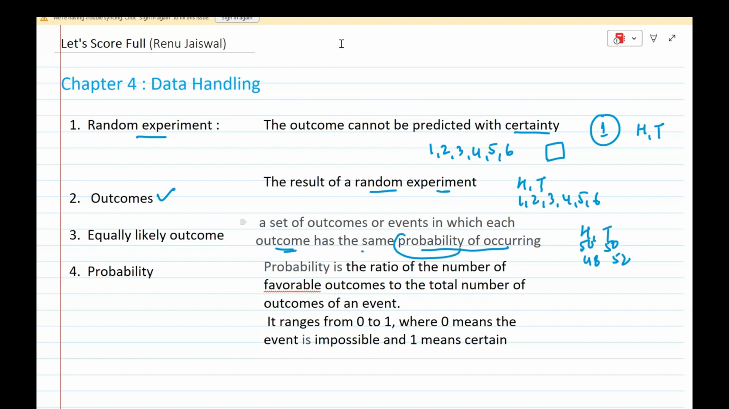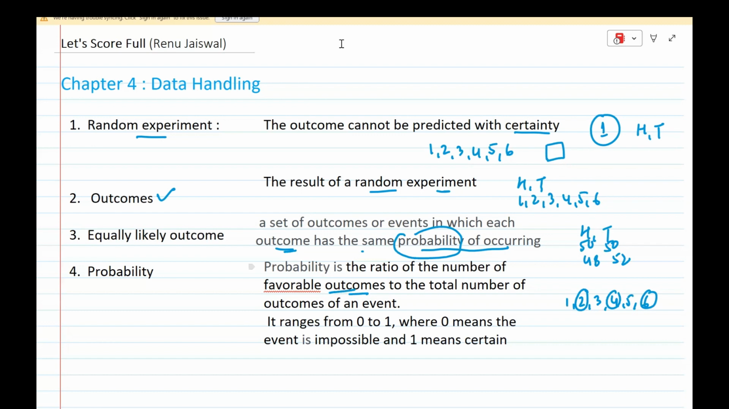What is exactly this probability? Let's see. Probability is nothing but the ratio of the number of favorable outcomes to the total number of outcomes. I'll tell you in a moment. Suppose I have rolled a dice. Now I want an even number. So how many even numbers do I have? 1, 2, and 3. 3 even numbers I have.